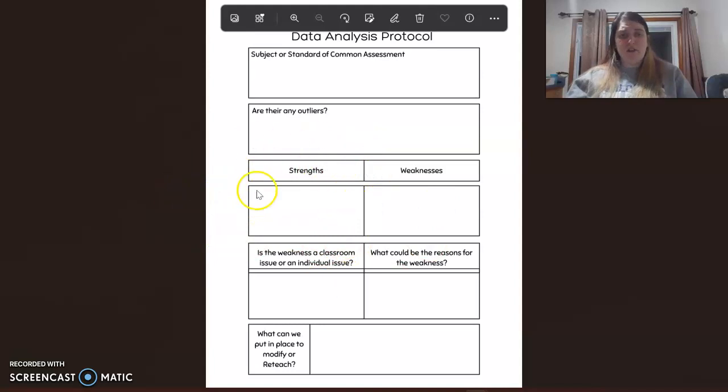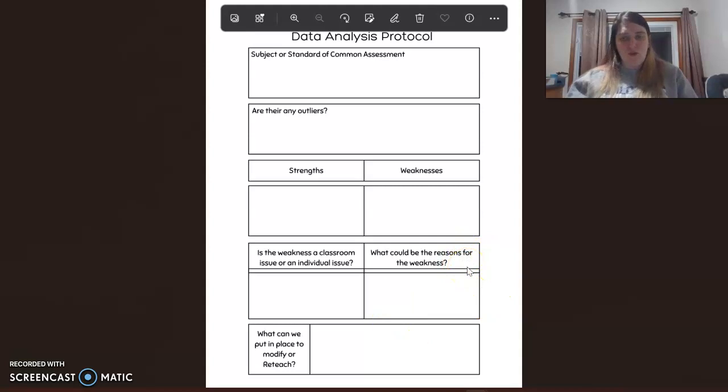What are the kids' strengths? We can see this as a whole class strength. Maybe one class was good at one thing, one class was good at another thing. And then what are their weaknesses? Which class? Then we look at whether the weakness is a classroom issue or an individual issue. Some students may have others. What could be the reasons for this weakness?